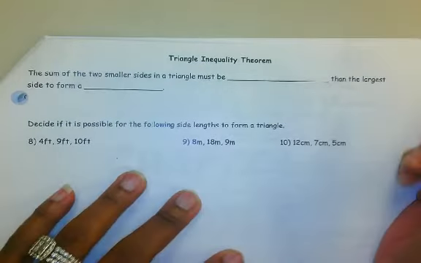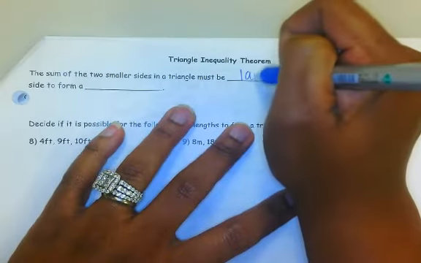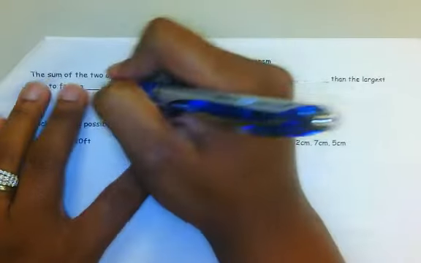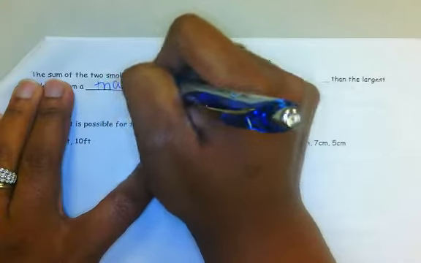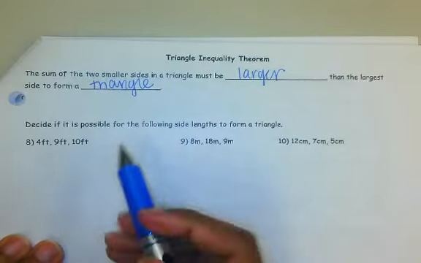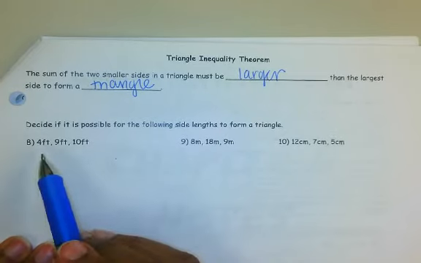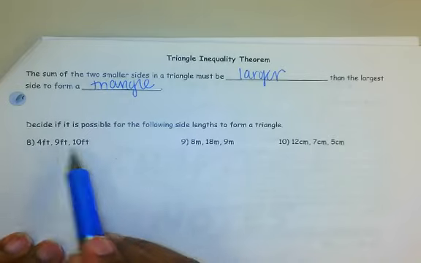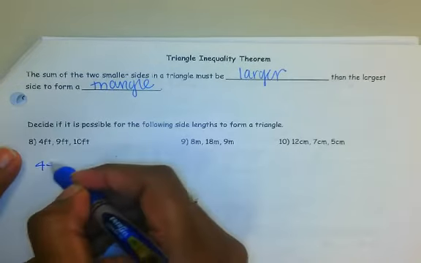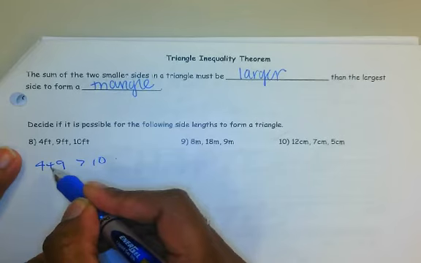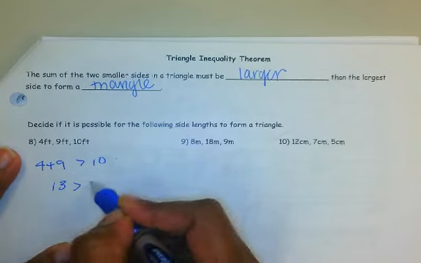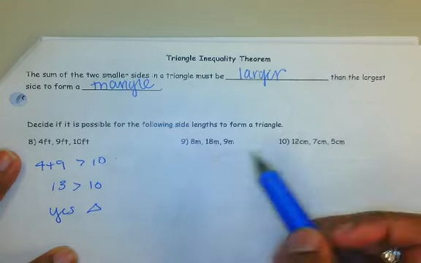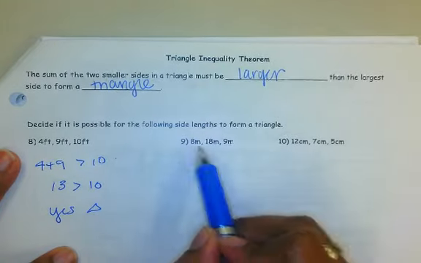All right, number 9. Two smaller sides, so 8 and 9. 8 plus 9 has to be greater than 18. So you take the two smaller, has to be greater than the bigger. Sorry, that's 18. 8 plus 9 is 17. 17 is not greater than 18, so no triangle. All right, again, two smaller sides have to be bigger than the third side. That's equal, so that's no triangle. Okay, that's it.